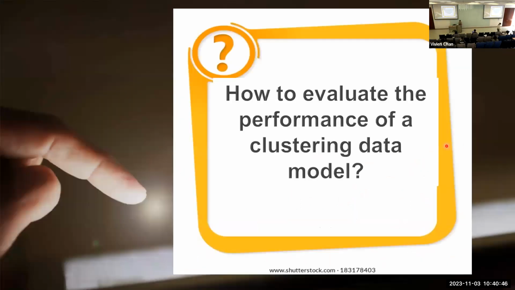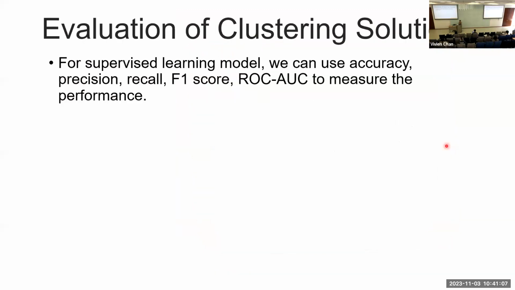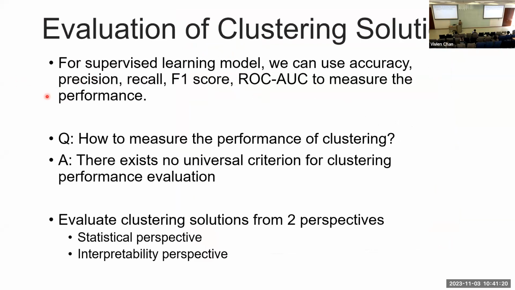So finally, after you partition the data into different clusters, similar to when we are doing supervised learning, how do you know whether the final model is good or not? That means how are you going to evaluate the performance? As I said, for supervised learning models, we have a number of performance metrics that you can use: accuracy, precision, recall, F1 score, AUC, etc. But for clustering, the problem of measuring performance is that there is actually no universal criteria of how good the clustering model is.